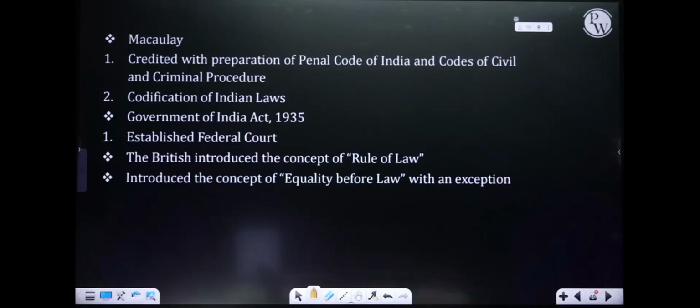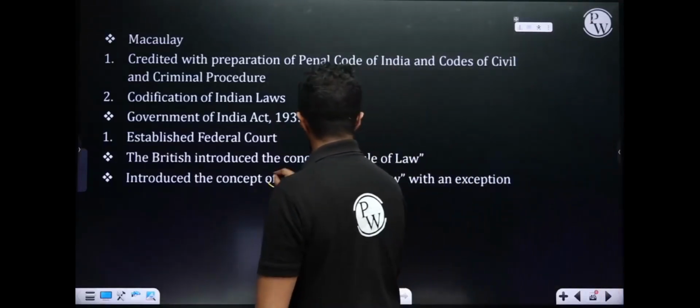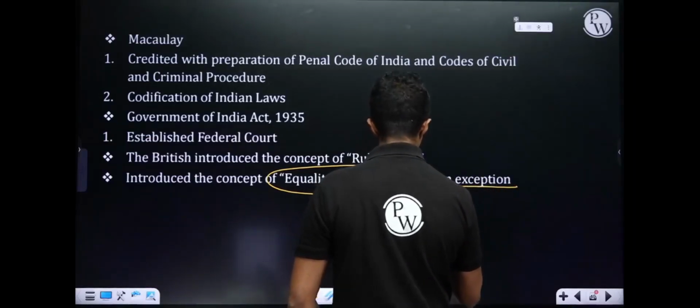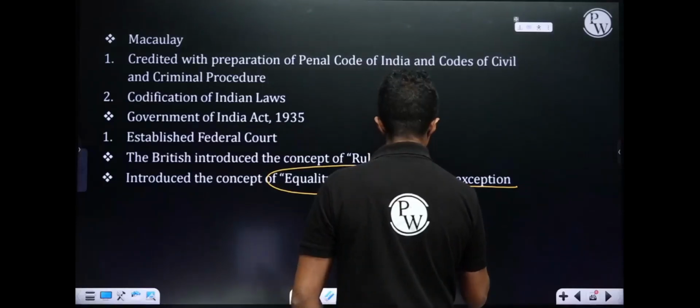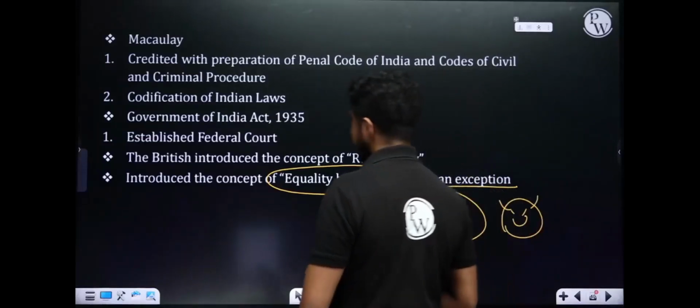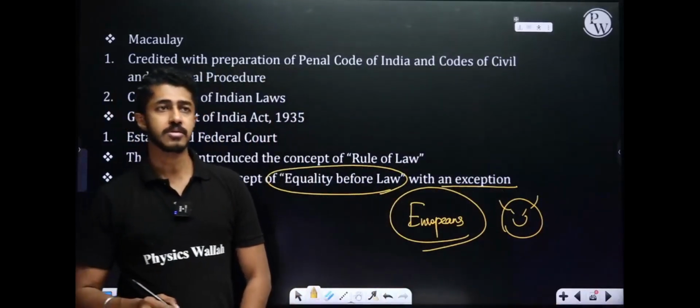Government of India Act 1935 established the Federal Court. The British introduced the concept of rule of law, introduced the concept of equality before law with an exception. What was the exception? Europeans were always given preference.